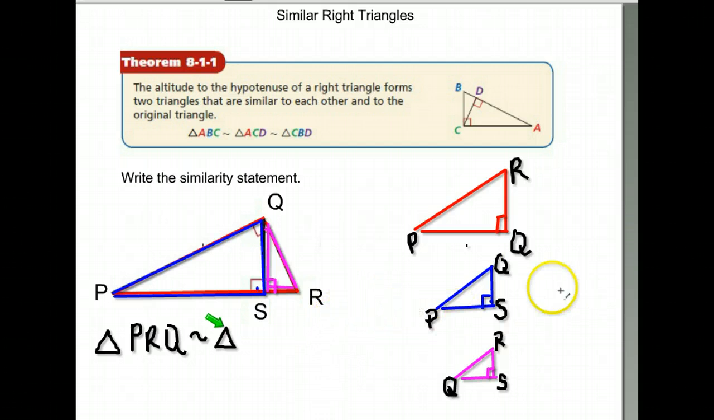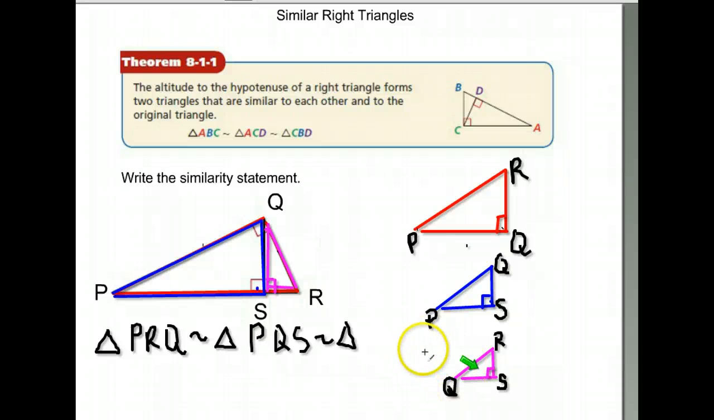So let's look at what order we named these in. We went P, and then up to the slanted side R, and then down to the right angle Q. So when we name the other ones, we have to do it in the same order. So this one was P, R, Q. Okay. What will be the name of this triangle to match it? Good. Perfect. PQS. Similar to triangle, and what will be the name of this one? Perfect. Okay, that is a correct similarity statement.